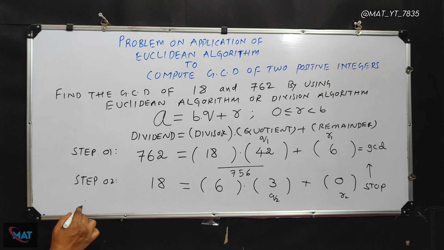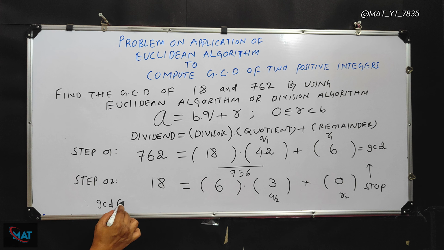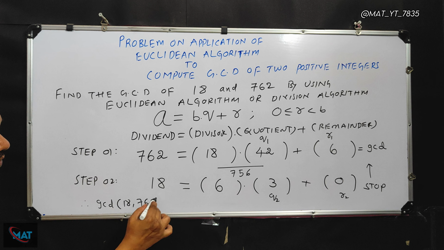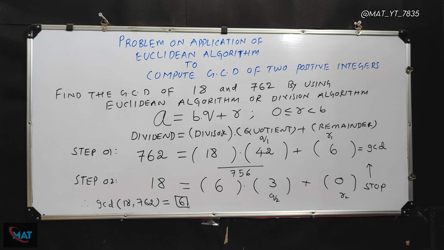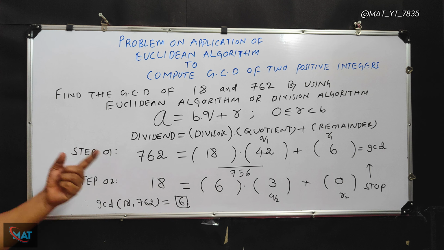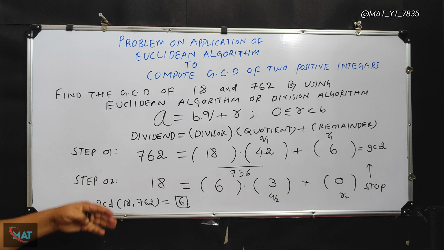So we can conclude this one as the GCD of 18, 762 is equal to 6. This way, depending on the numbers, the steps are going to increase.